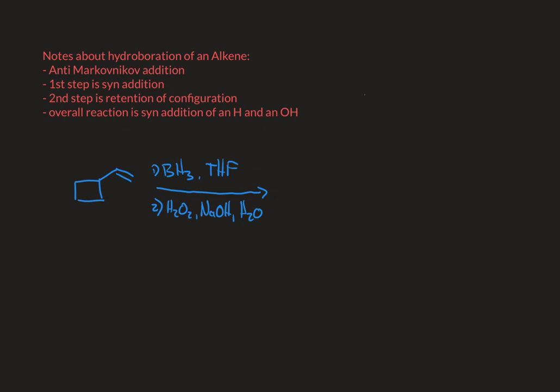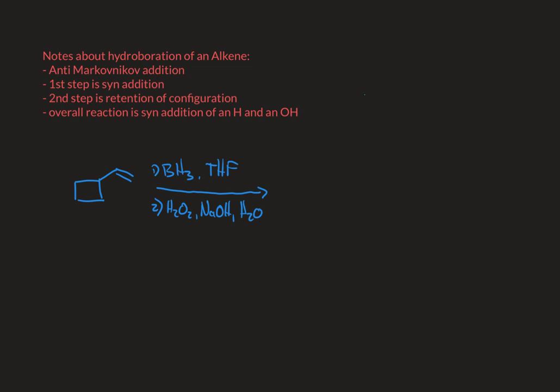To reiterate some important notes about the mechanism of the hydroboration of an alkene, it's always going to give you the anti-Markovnikov product. The first step is going to be syn addition of the hydrogen and the boron. The second step occurs with retention of configuration, where the boron is replaced by oxygen in the same spot, which means that the overall reaction is the syn addition of a hydrogen and an alcohol across an alkene.